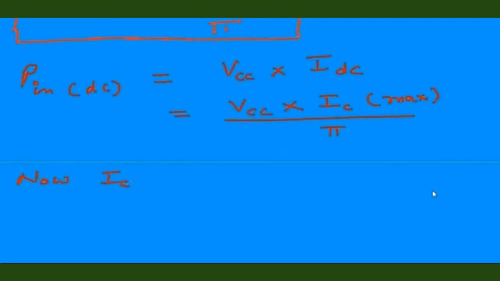Now you know that there is a relation between the RMS, root mean square, value of current and the peak value of the current: the peak value of current divided by root 2 becomes the RMS current. Similarly, you can find the RMS voltage by using the same type of relation.